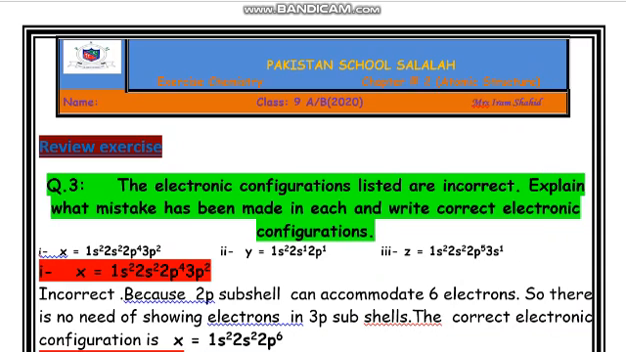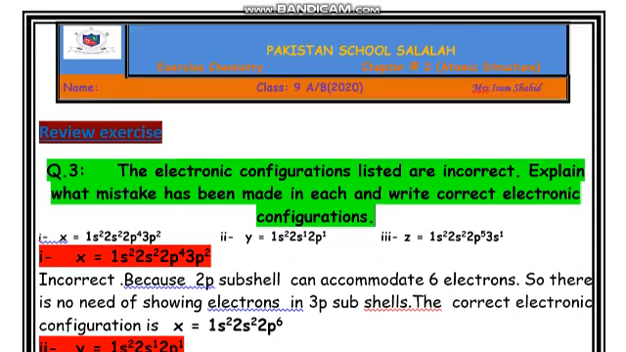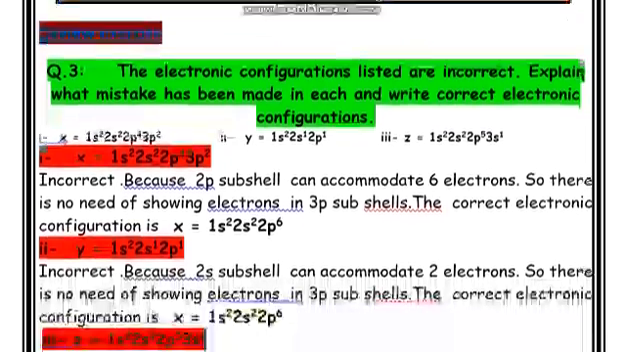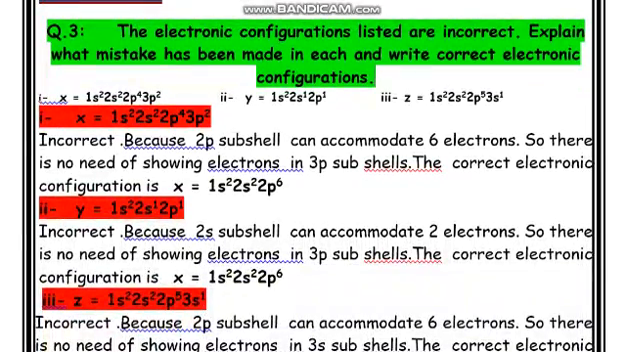So here you are going to see our discussion on question number 3. The question is: the electronic configurations listed are incorrect. Explain what mistake has been made in each and write the correct electronic configuration. As we have already discussed many times, electronic configuration.